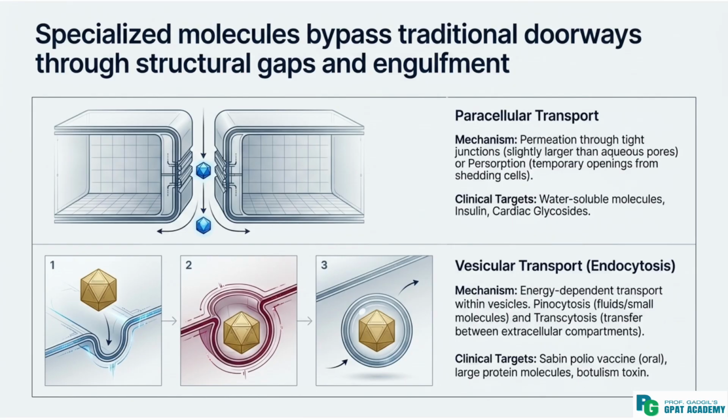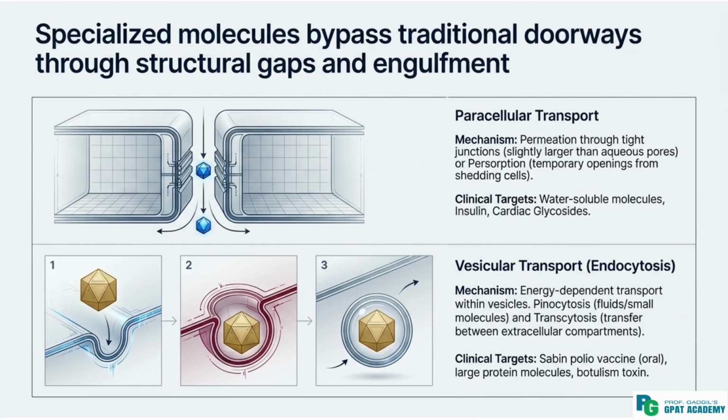Next, we will discuss the paracellular or the intercellular transport. It is defined as the transport of drugs through the junctions between the GI epithelial cells. There are two types. First is the permeation through tight junction. This process basically occurs through openings which are a little bigger than the aqueous pores. Compounds such as insulin and cardiac glycosides are taken up by this mechanism.